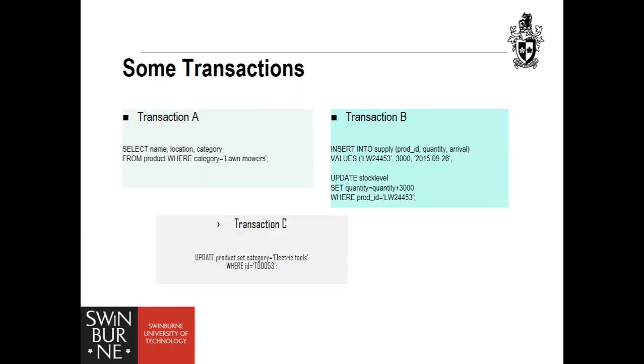Basically, transaction A consists of a single statement that retrieves all products in the lawnmower category. And transaction B captures a new delivery. It inserts a new tuple into the supply table, then increases the stock level of the product in another table. Transaction C is a single update that corrects a misclassification of a product.